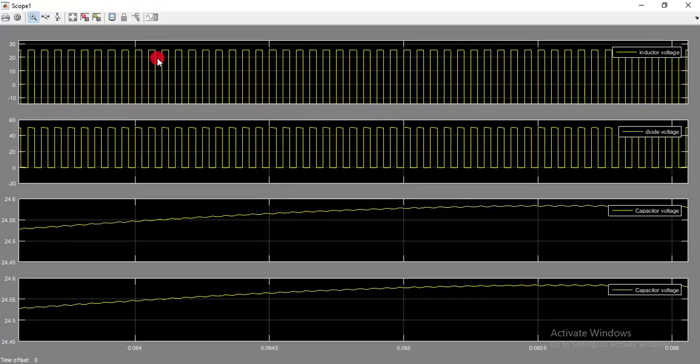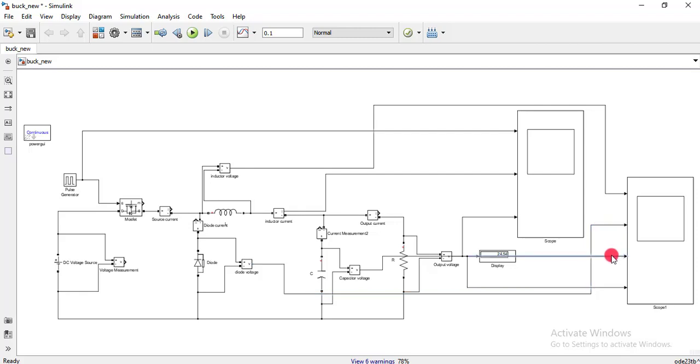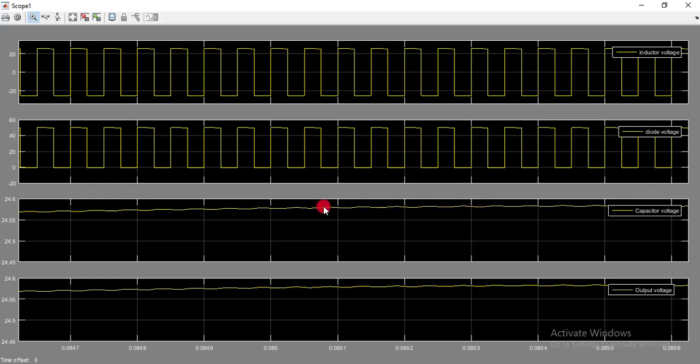Okay, so you can see this is the inductor voltage, this is the diode voltage, across the capacitor, and this should be the, I think I have given same voltages to the scope. Yes, this is output voltage, and this was capacitance, and this should be output voltage. Yes, now you can see here the inductor voltage, across the diode, and the capacitor, and the output voltage. So these are all the plots that are relevant with the buck converter.